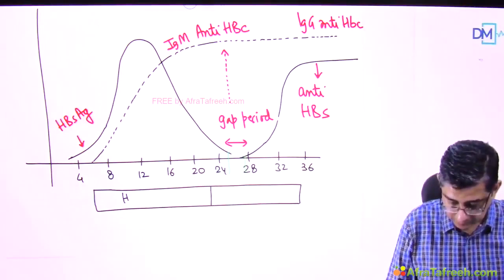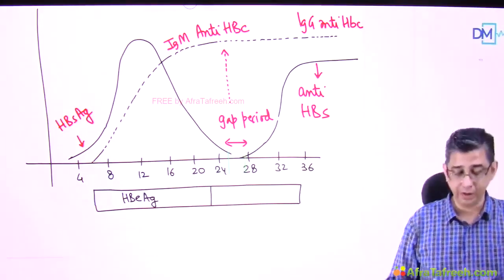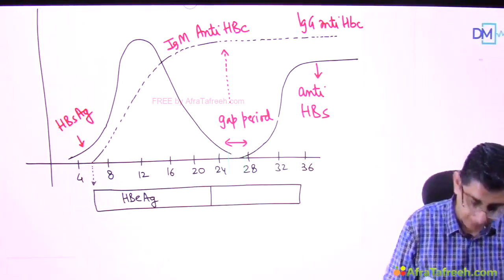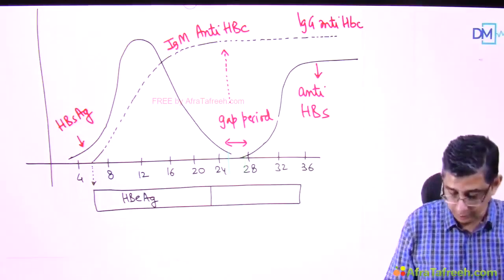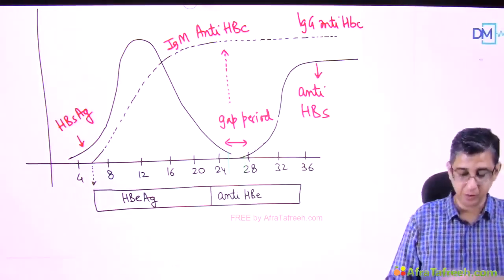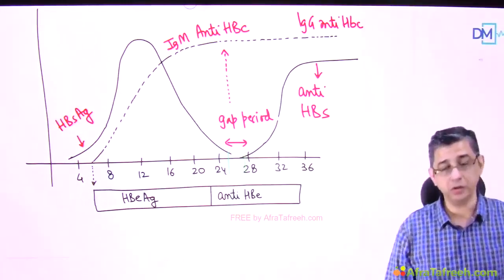I said hepatitis B E antigen, which indicates that the person is in the stage of active replication, is between 4 to 8 weeks. You can see the corresponding period here. And then the antibody against the E antigen will start appearing, which means that the replication rate of the virus is reducing and the security system has taken over.